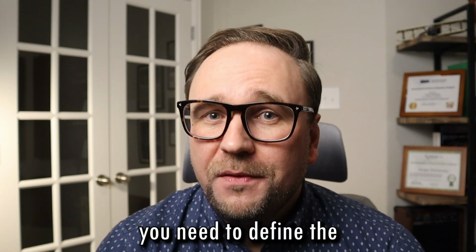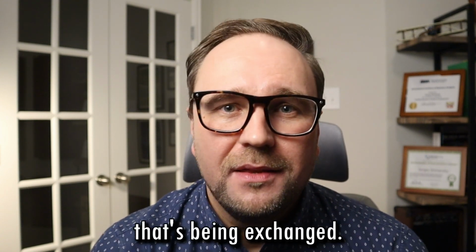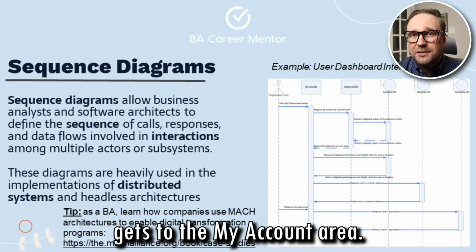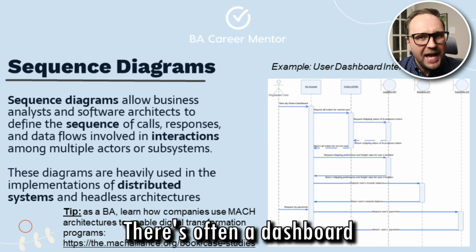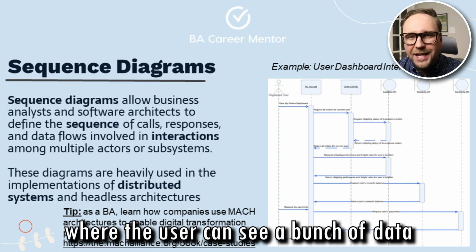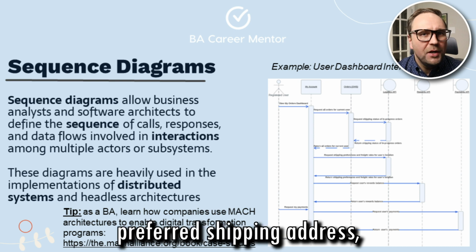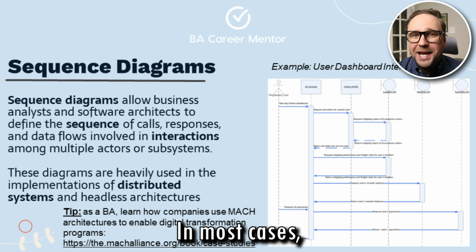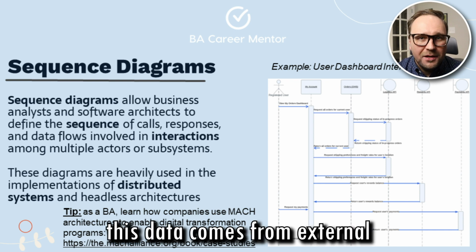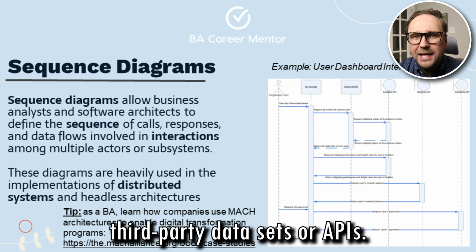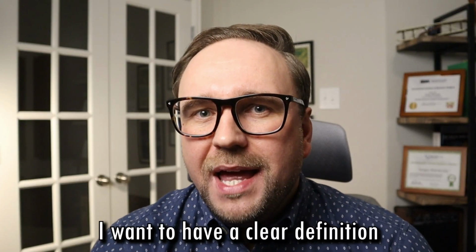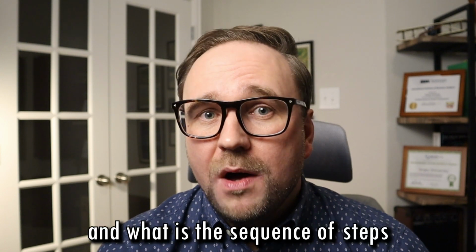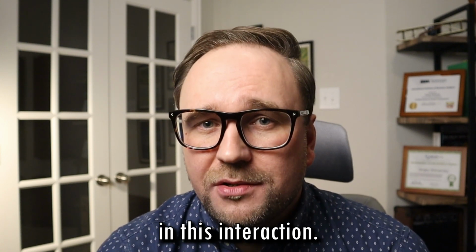For this, you need to define the sequence of calls and the data that's being exchanged. Another example is when a registered user gets to the My Account area, there's often a dashboard where the user can see a bunch of data related to the past orders, preferred shipping address, current order status, and other information. In most cases, this data comes from external third-party datasets or APIs. And as an analyst, I want to have a clear definition of how these systems interact with one another and what the sequence of steps in this interaction is.